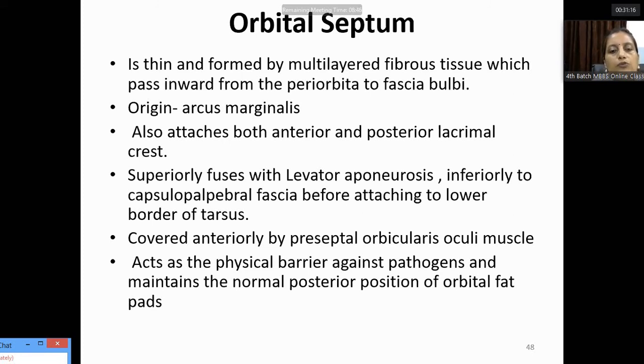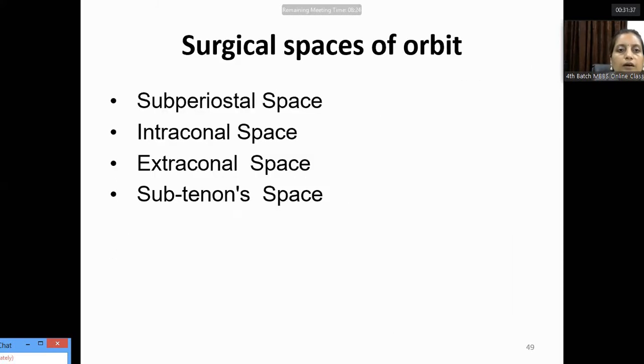Any infection which passes beyond this orbital septum is called orbital cellulitis, and any infection anterior to the septum is preseptal cellulitis. So it is a landmark for the intraorbital and extraorbital spread of infections. There are the surgical spaces of the orbit: subperiosteal, intraconal, extraconal, subtenon, and sometimes subarachnoid space is also included. So four or five spaces.